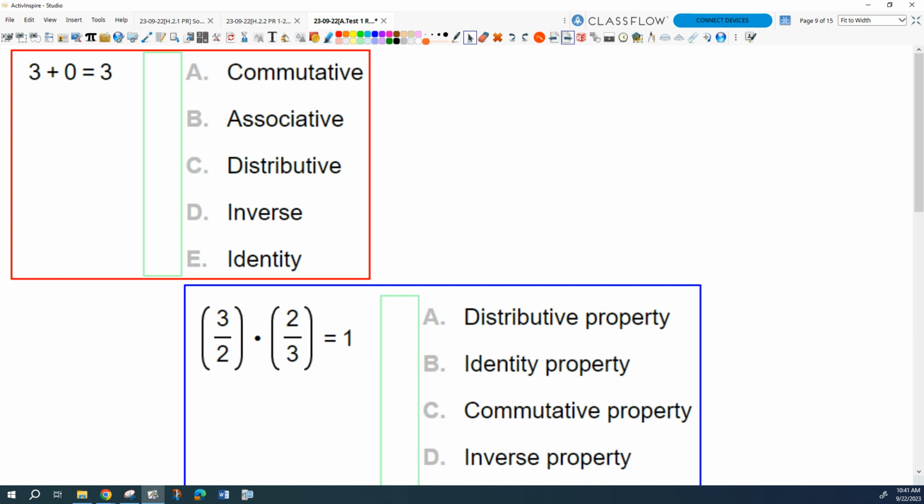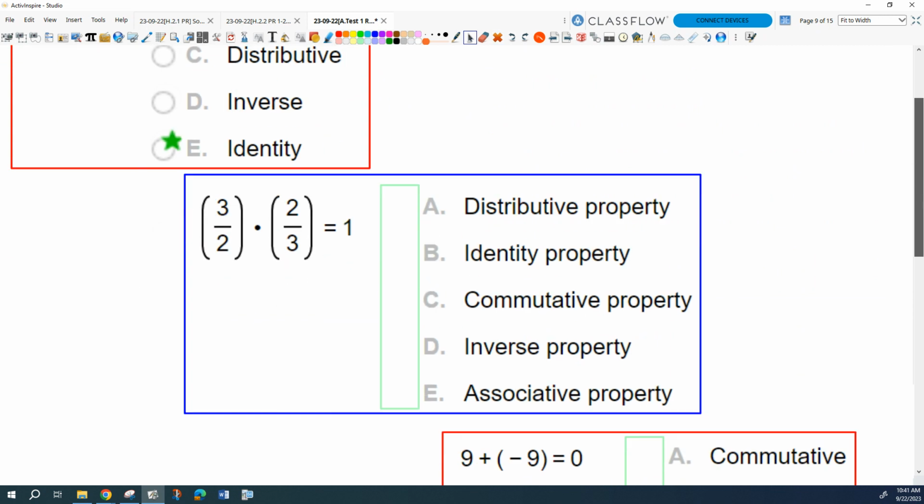Okay, what about this one? Now let me ask you a question. What number did I start with? What number did I end with? So did the identity change? No. So what property is that? Identity property. That's the whole point of the identity property, is we're going to keep the identity the same. We do that by adding 0 or multiplying by 1. Perfect. Okay.